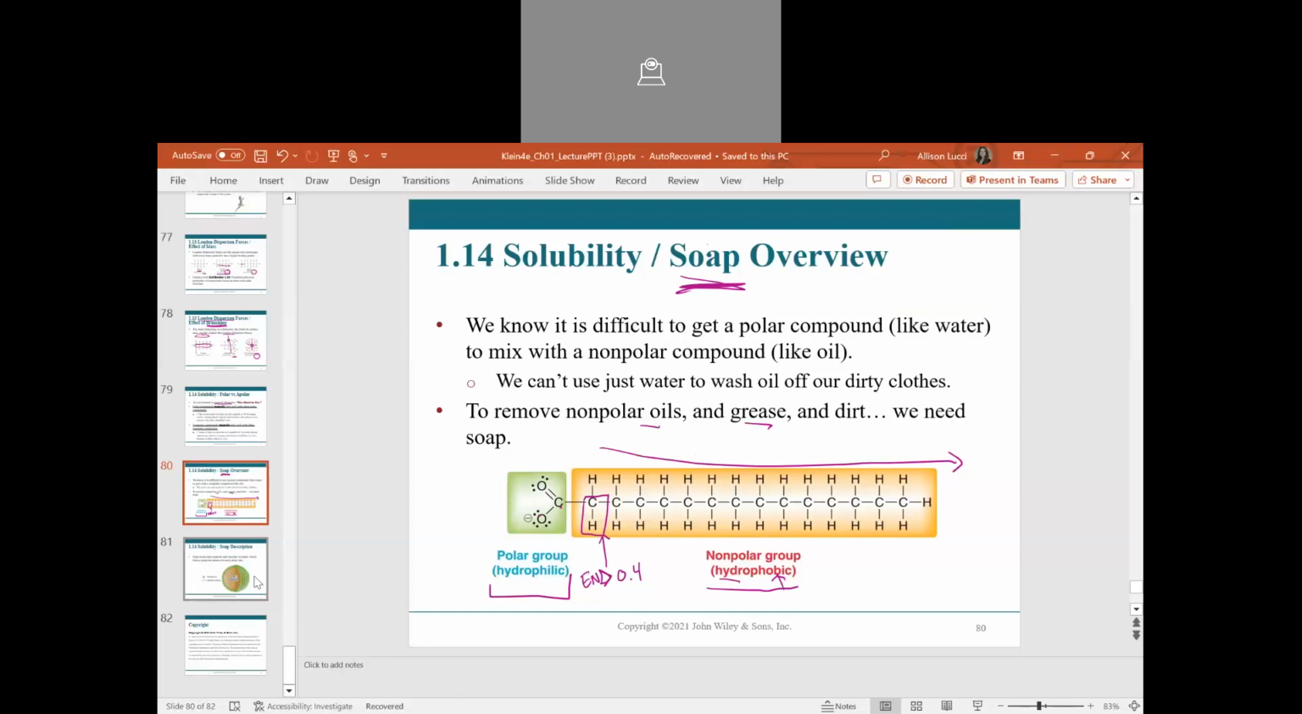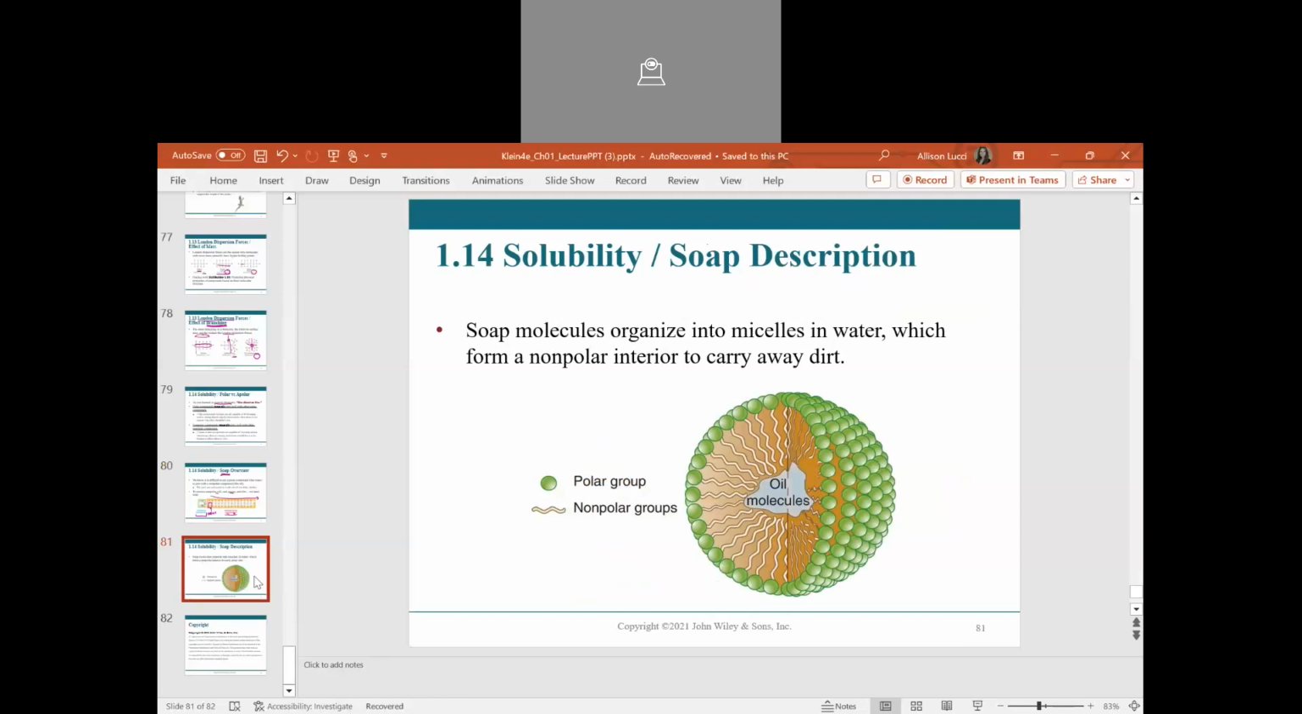So another application of things such as soaps, or molecules that have polar and nonpolar regions, is that they form these types of structures called micelles in water. And this is how specifically those soaps function to carry away those oily molecules. They get trapped in the nonpolar groups. And this is how the soap molecule organizes itself and how it functions.